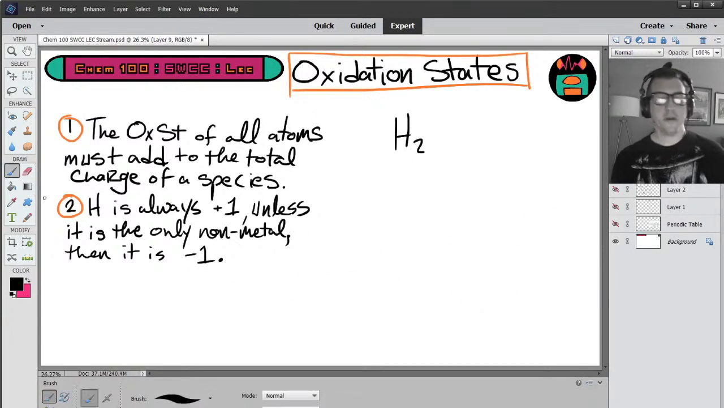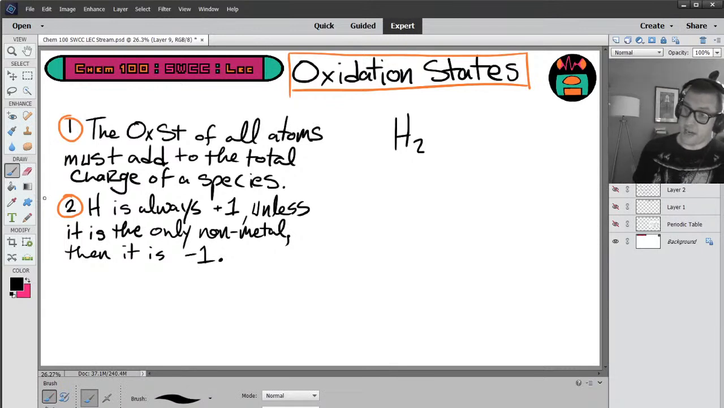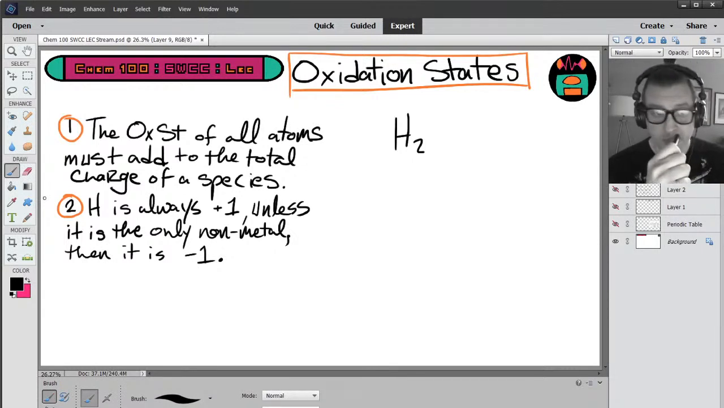Sorry, cleaning up the board. It's really easy to make a mistake here. You might go, okay, hang on. Hydrogen's always +1 unless it's the only nonmetal. Then it's -1. Hydrogen's the only nonmetal here, so it's -1.